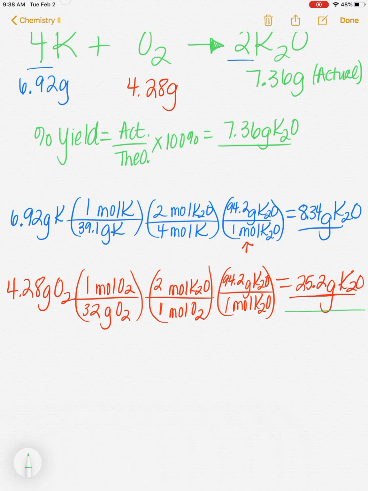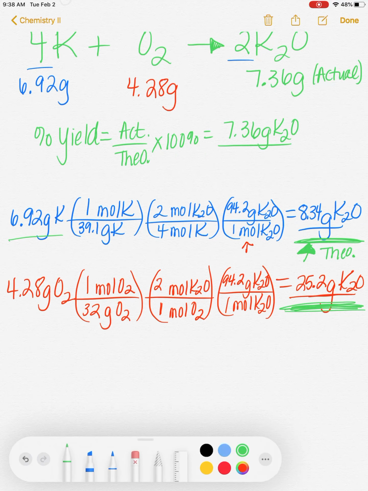So now we have to decide, what could I make? Could I make this 25.2 grams of K2O or 8.34 grams of K2O? The correct answer is this lower amount. Remember, in limiting and excess reactants, you are always limited to the smaller amount. So that value right there is going to be our theoretical value, which means if we started with 6.92 grams, use just the balanced equation, in a perfect world, we ought to be able to get 8.34 grams of K2O.